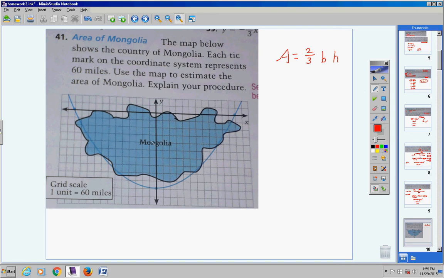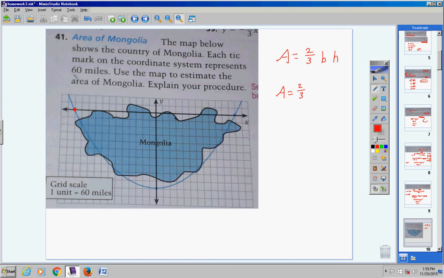It's really helpful. So in order to find the area of the parabola from here down like this, we're going to use this formula right here. Now, every tick mark is 60. The first thing I need to know to find the area of this parabola, or Mongolia, however you want to look at it, is I have to find the base first. Well, the base is the length of this line right here going across. Now, it starts here.